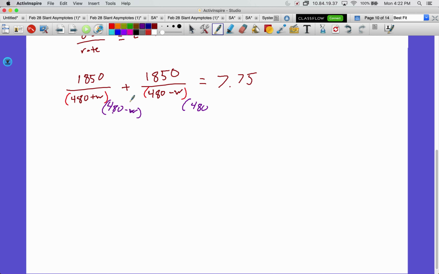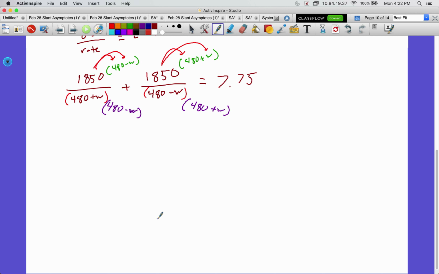So to this first one, I multiply by 480 minus W. To this one, I multiply by 480 plus W. And whatever I do at the bottom, I must do at the top. So 480 minus W, 480 plus W on this side. All right, and so I'll go ahead and distribute the 1850 while doing this. Just keep the bottom factored.